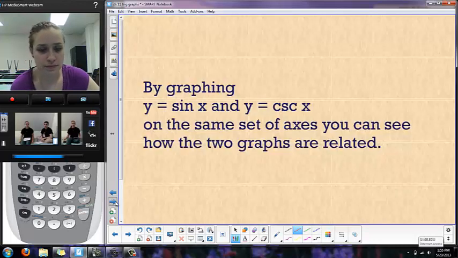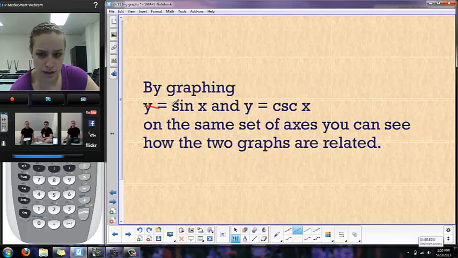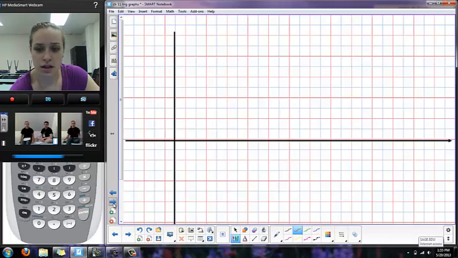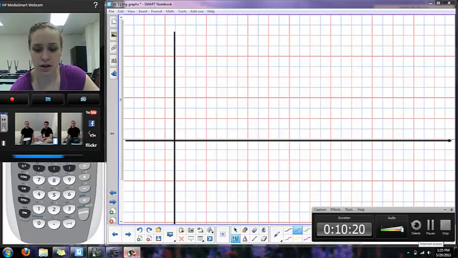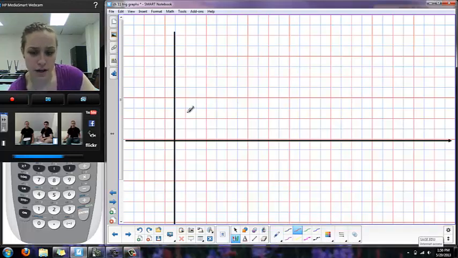So we're going to do the same thing again. It's supposed to say by graphing cosine and secant on the same set of axes, and you can see how the two graphs are related. Okay? So let me check to see how much time I have. 5 more minutes. That's completely enough time. So I'm going to do the same thing again. I'm going to go between positive 1 and negative 1.